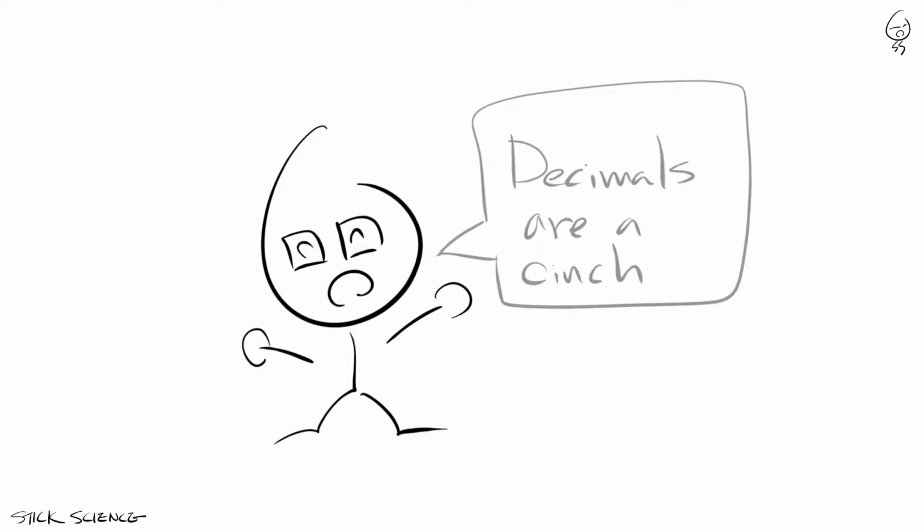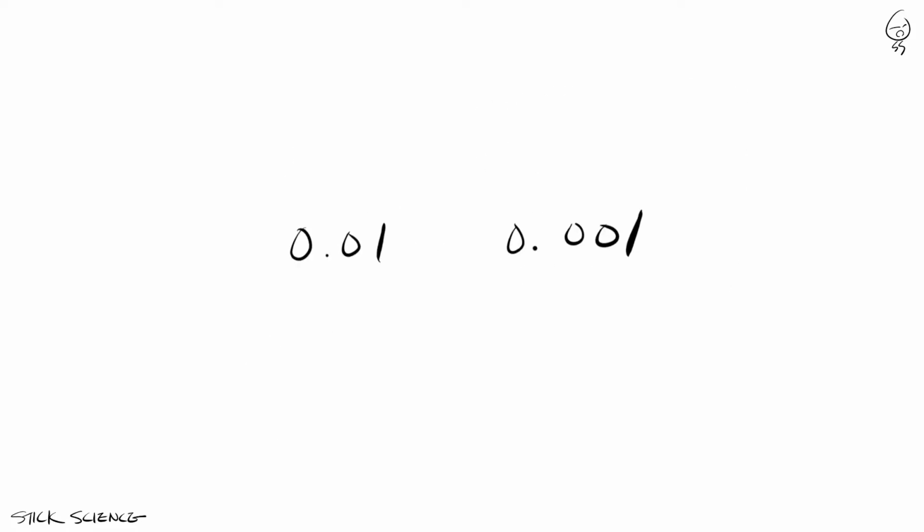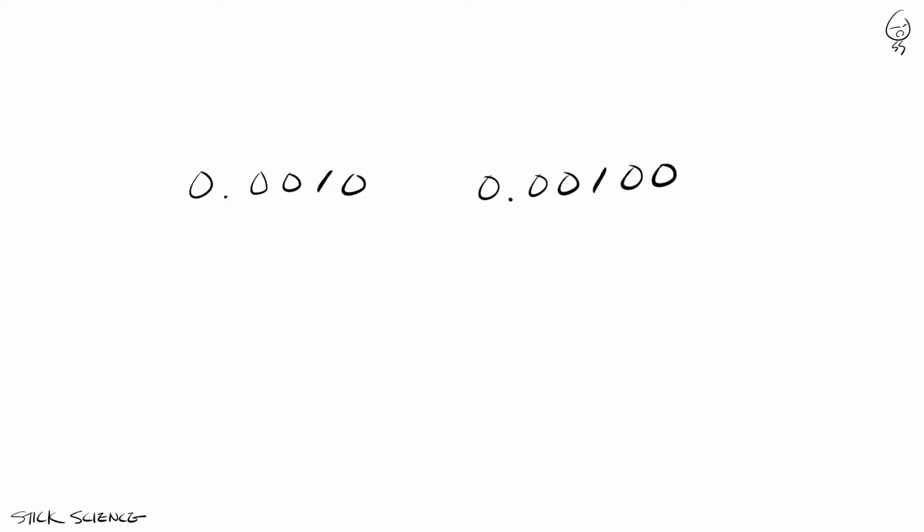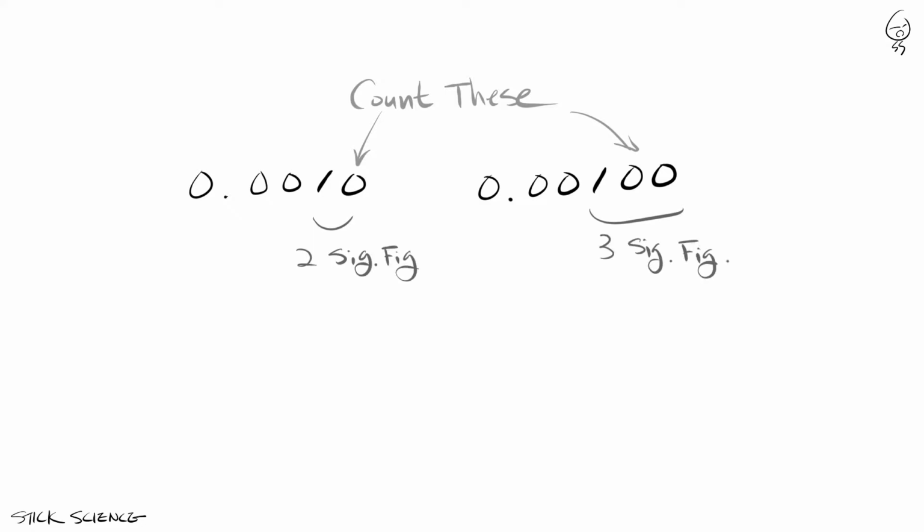Fortunately, they're much easier. When you have decimals, all the zeros before the first non-zero digit are just placeholders. So both 0.01 meters and 0.001 meters have only 1 significant figure. If you have a decimal that ends with a 0 or zeros, they all count as significant figures. So while 0.0010 has 2 significant figures, 0.00100 has 3.